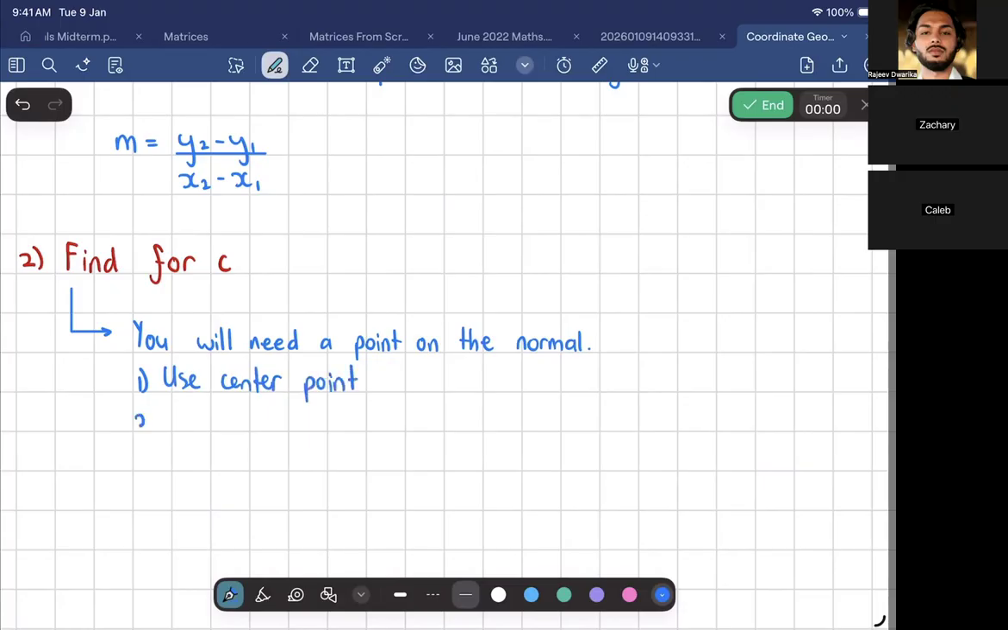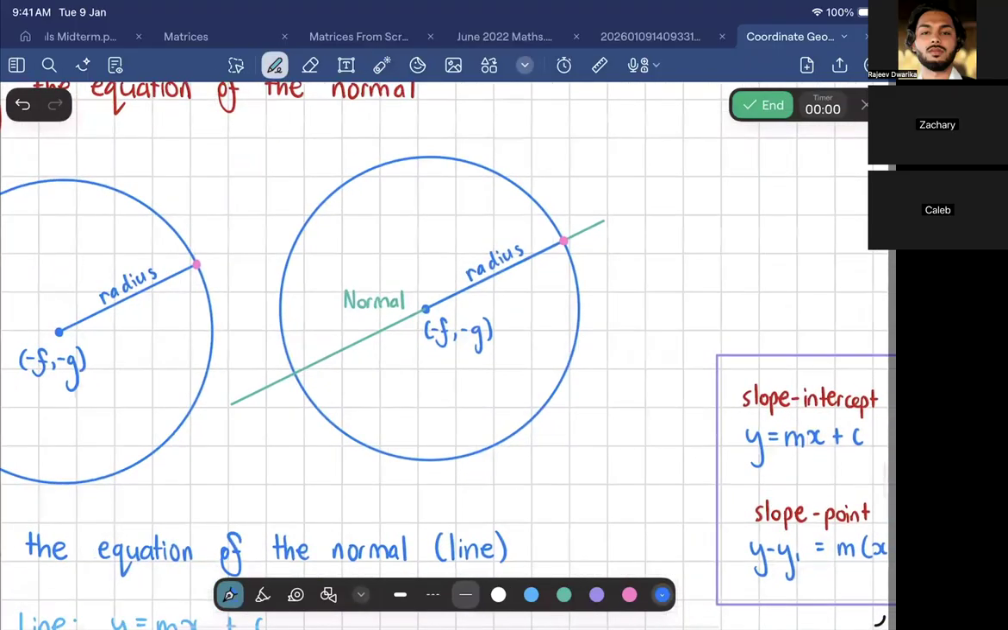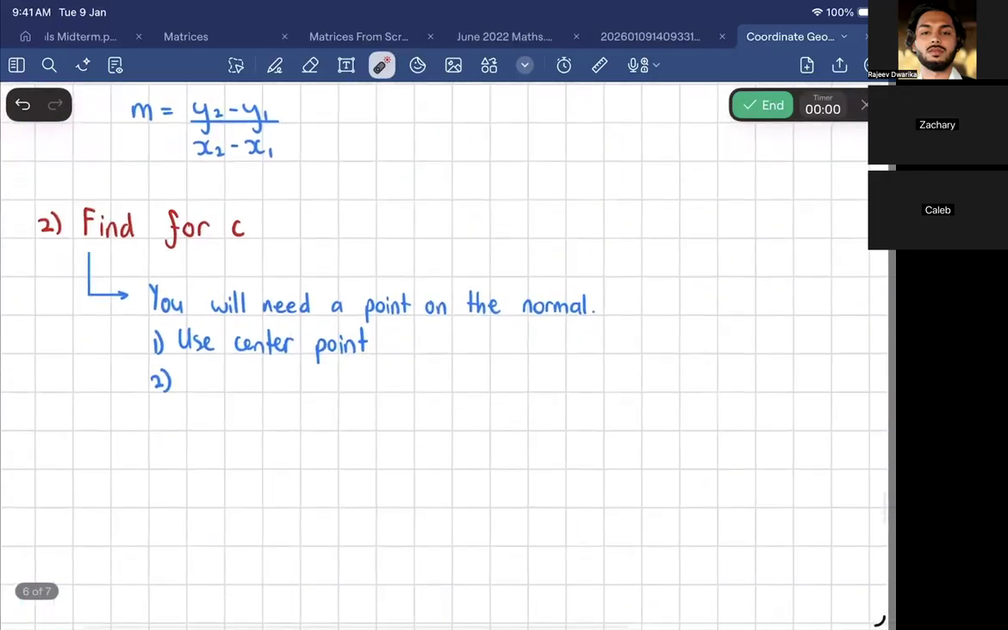Okay, cool. Next thing. We could also use, so you have a center point, and what other point are you seeing? Going to the circumference of the circle. Caleb, are you seeing a point on the circumference? Yeah, look, the point on the circumference right here. Cool. So that would also work.